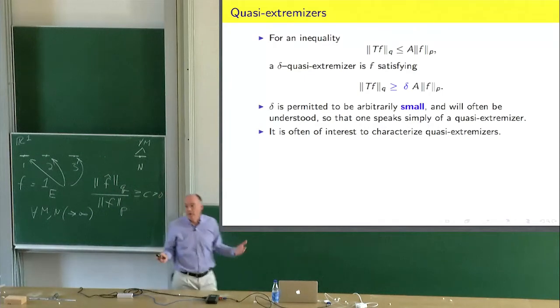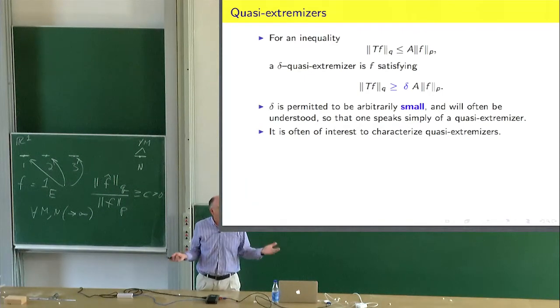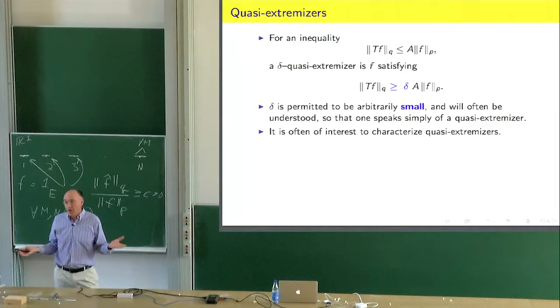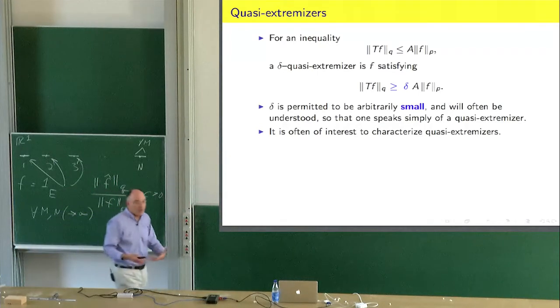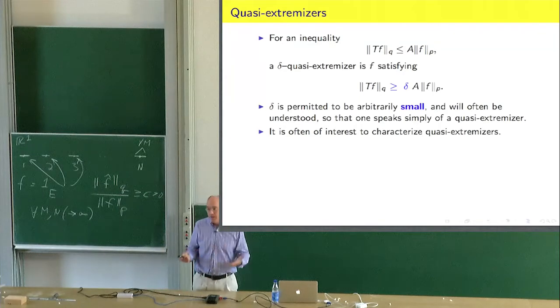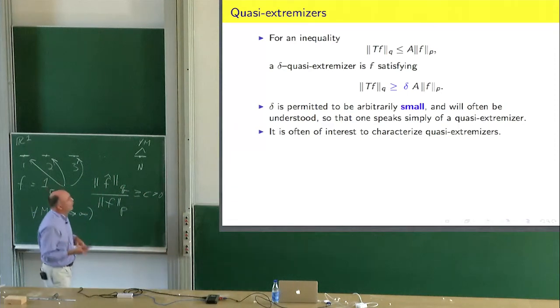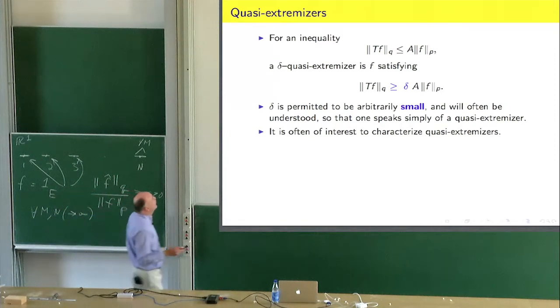And for many inequalities, it's interesting to study quasi-extremizers. It's a rare inequality for which you expect to be able to find optimal constants and extremizers exactly, but quasi-extremizers are more robust. They tell you a lot about the inequality, and that's something that's interesting to characterize. One expects to be able to do that more often than actually finding extremizers.